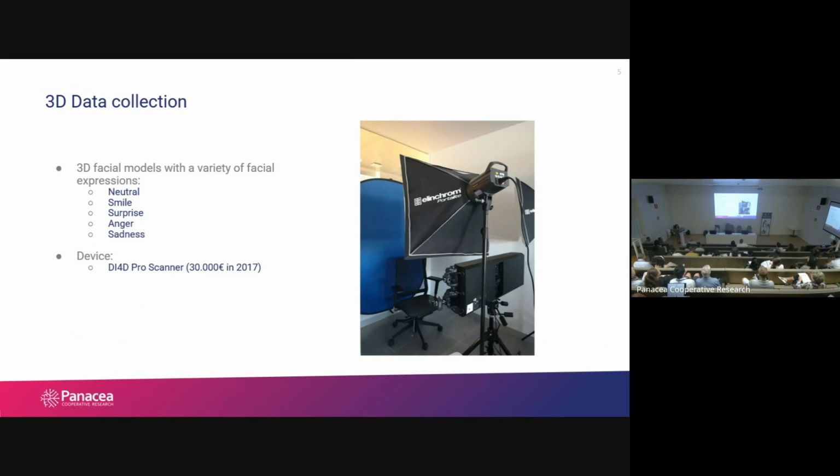On the other hand, for the 3D data collection, we are using this DI4D system that we lovingly call the coffin. And some of you already saw it, and also some of you already tested it. The whole idea of using this is it's a system that captures photos as photogrammetry, and it has 6 different cameras and takes the photos at the same time. And the idea is to have mostly different facial expressions. So for example, neutral, smile, surprise, anger, and sadness. This is also an estimate of the price of this device in 2017.